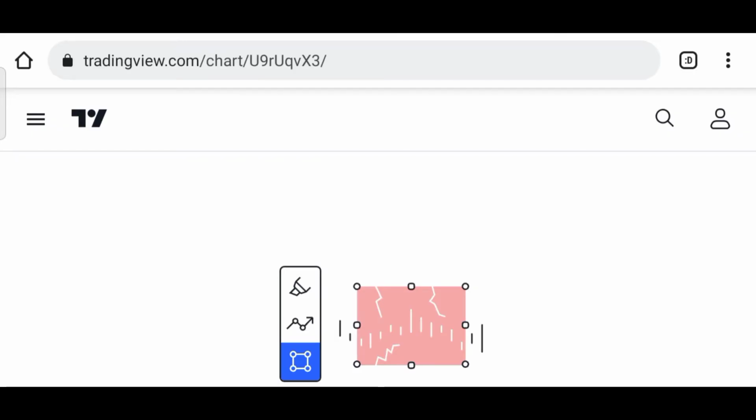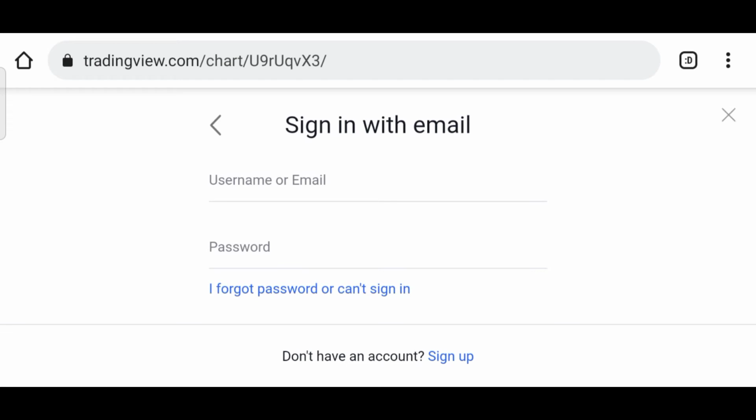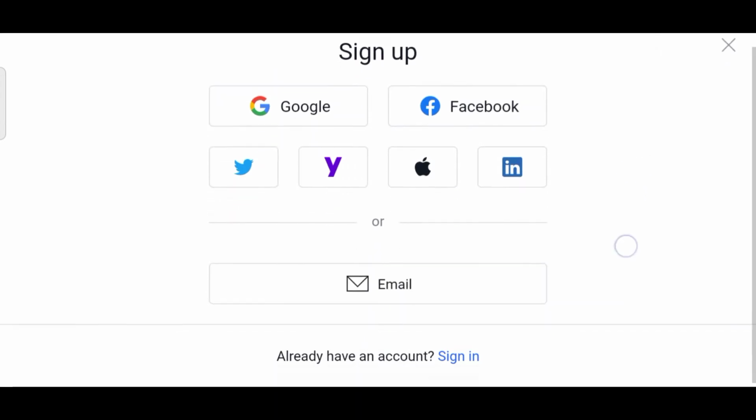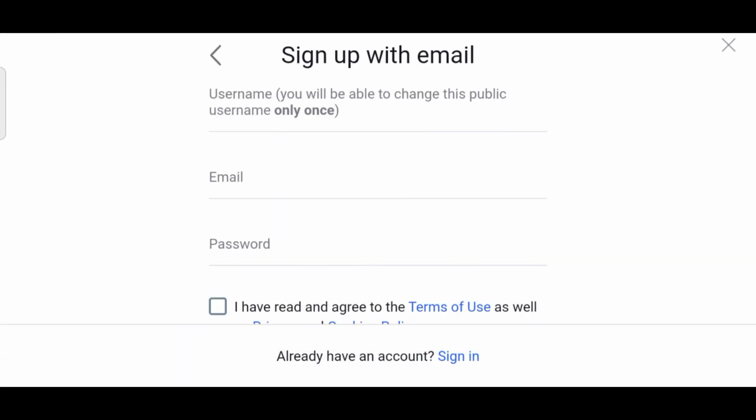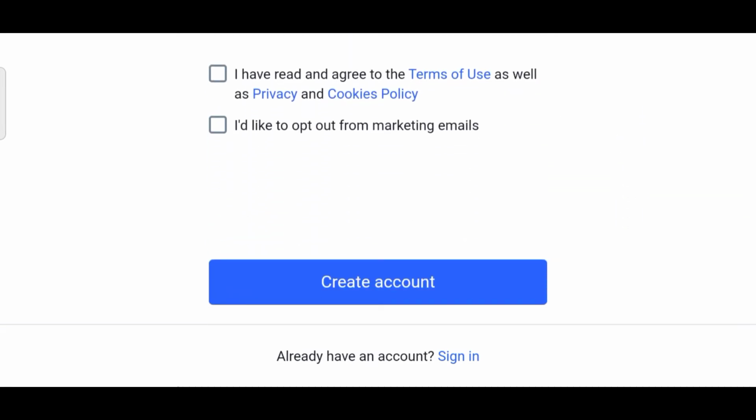Open this tradingview.com website given in description. Now go there, go to sign in, go to sign up, go to email. Now create account with your details, then after sign in.